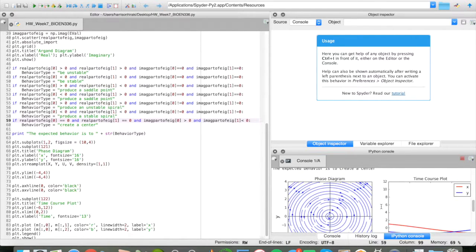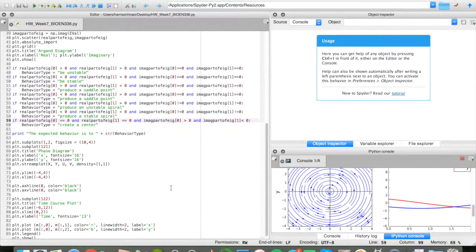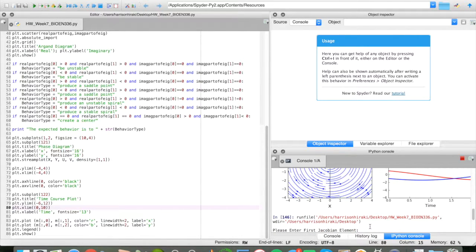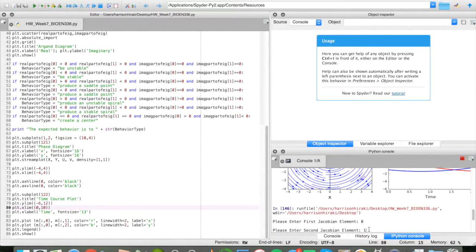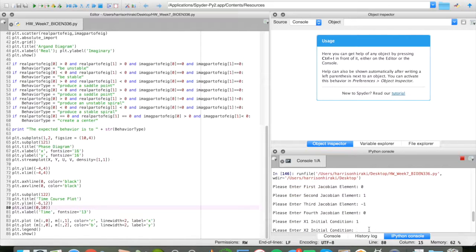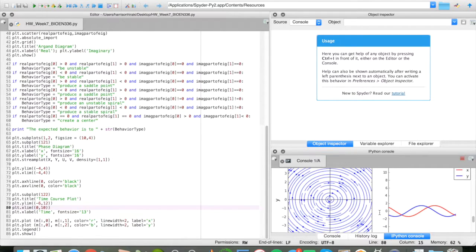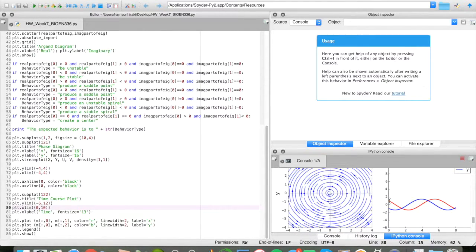While this isn't clear on the time course plot, let's bump up the time to see what this will look like. Let's change this to 10. Re-enter these numbers. As you can see from the time course plot, both x values will oscillate around 0.